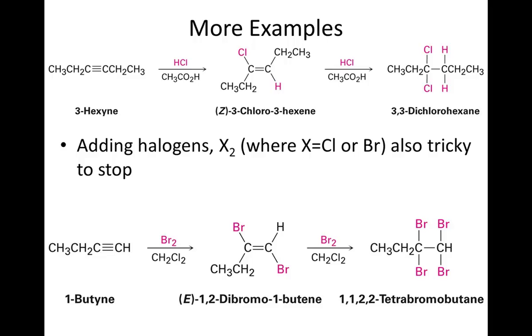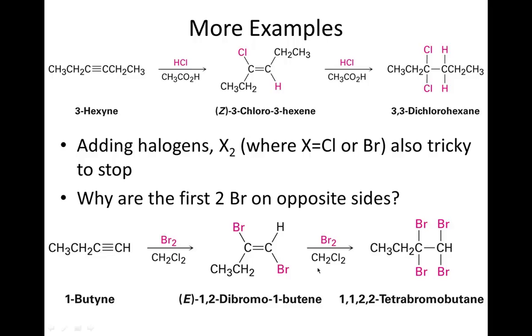And if you're trying to stop there, then you've got to have some way of monitoring the progress of the reaction in order to catch this guy before it reacts again. And remember, those 2 bromines are on opposite sides because they do anti-addition here, just like they did on the alkenes.